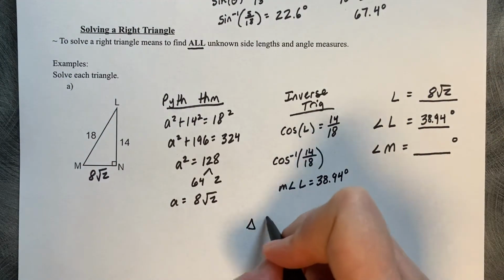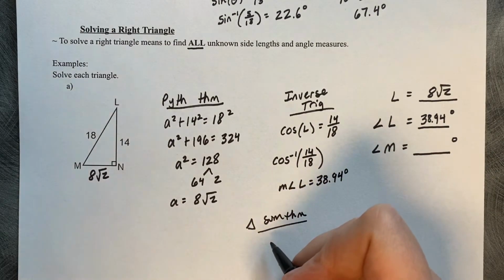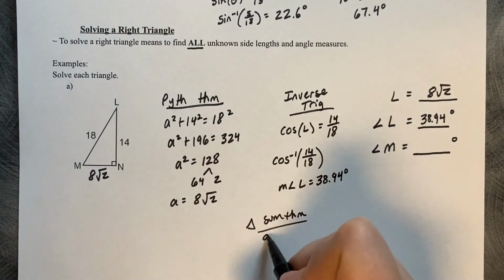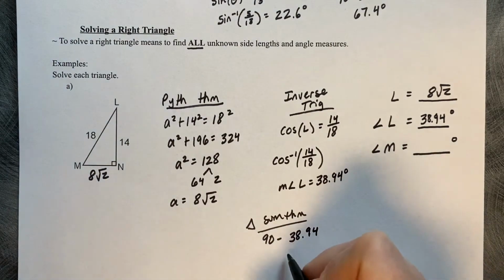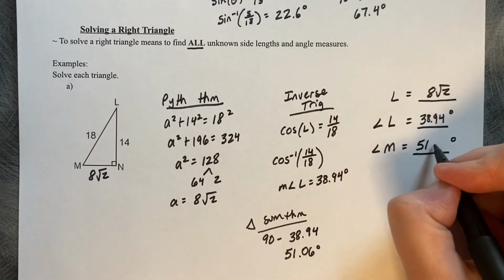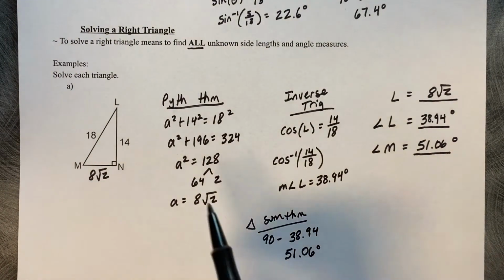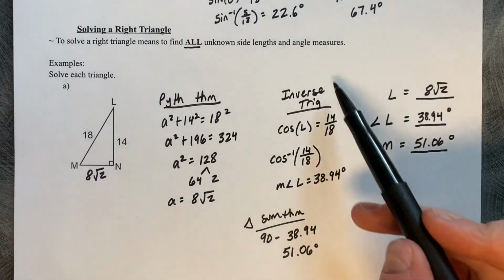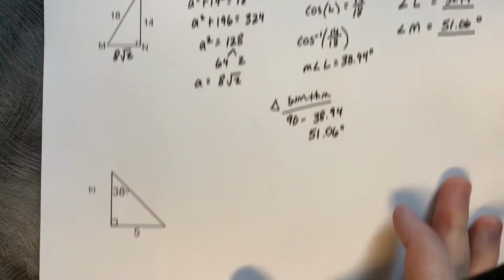Then we can use triangle sum theorem to get our last angle measure. So you can just do 90 minus 38.94, which is going to get you 51.06 degrees. So we used Pythagorean theorem to get the third side, and then we used inverse trig to work backwards and get our two angle measures.